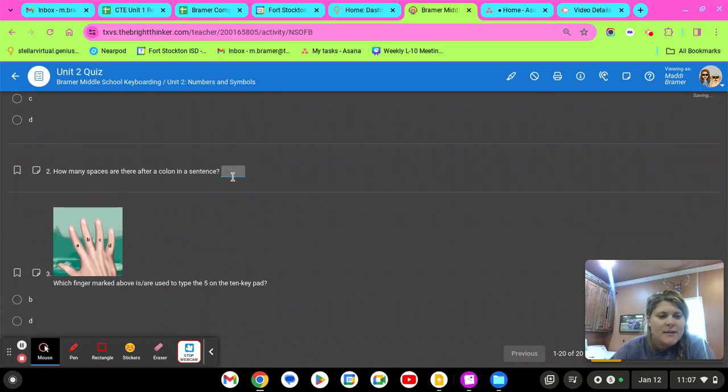Number 2, how many spaces are there after a colon in a sentence? General rule for most everything, punctuation is going to be 1. So you're going to type in a 1 right there.